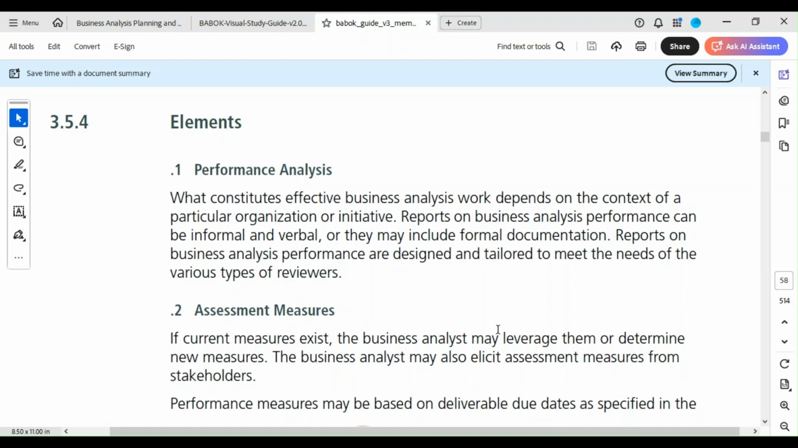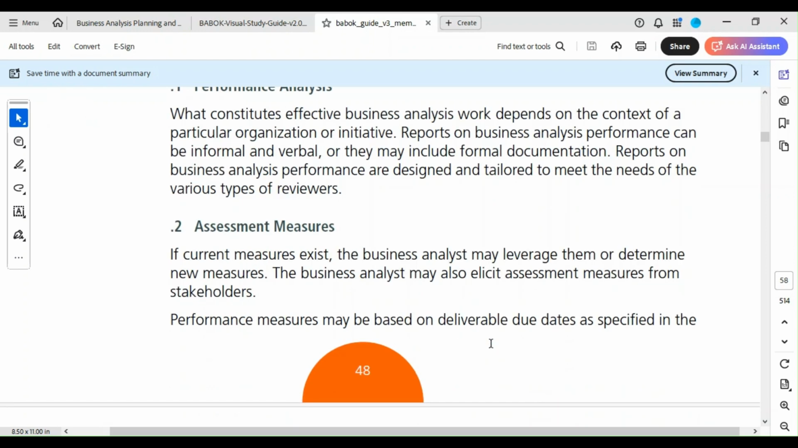That is informal. So reports on business analysis performance are designed and tailored to meet the needs of the various types of reviewers. So the organization is also a reviewer on their own. They put the question to you and you come back to them with a formal approach, right? And someone walks up to you. So you're meeting everybody at the point of their expectations or at the point of their needs.